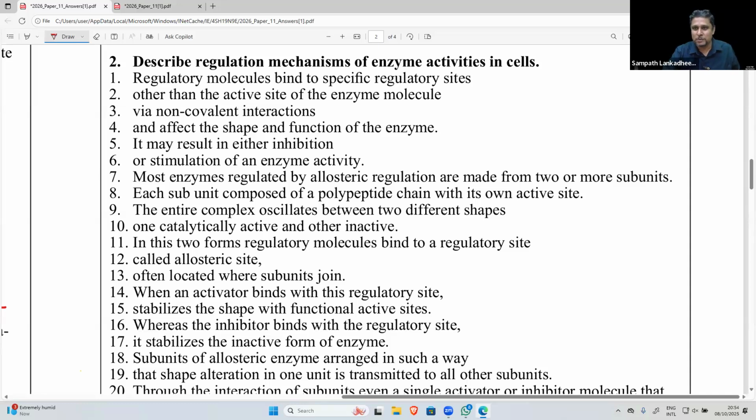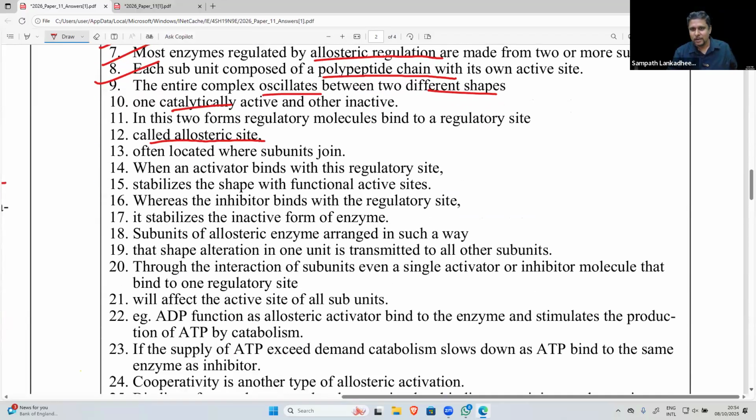Regulatory molecules bind to a specific site through non-covalent interactions and affect the shape, which may result in either inhibition or stimulation. Most enzymes are regulated by allosteric regulation. Each subunit is composed of a polypeptide chain, and the entire complex oscillates between two different shapes, one catalytically active and one inactive. Once the regulatory molecule binds to the allosteric site, when an activator binds, it stabilizes the shape of the active conformation, and when an inhibitor binds, it stabilizes the inactive form.